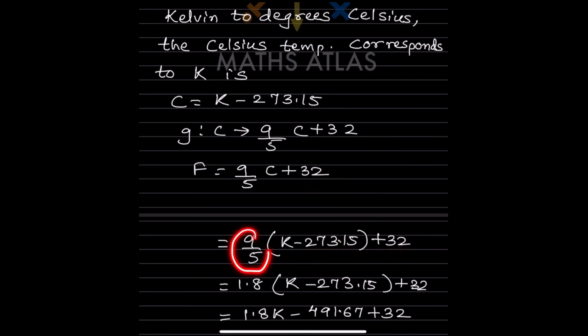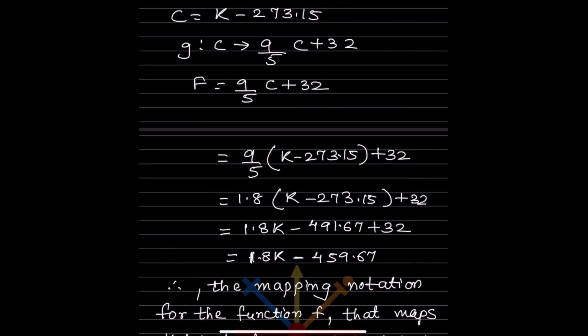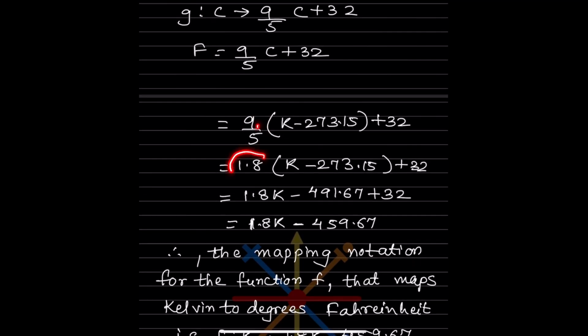So now what will you do? 9 by 5, that will be 1.8, and this we write as it is. Now we are going to expand it. This is going to be 1.8K, and when you multiply you get 491.67, and this plus 32 as it is.